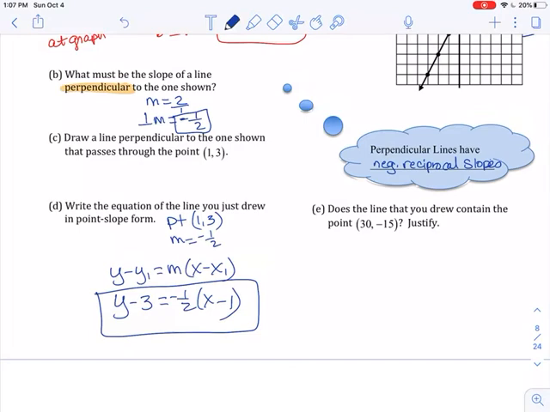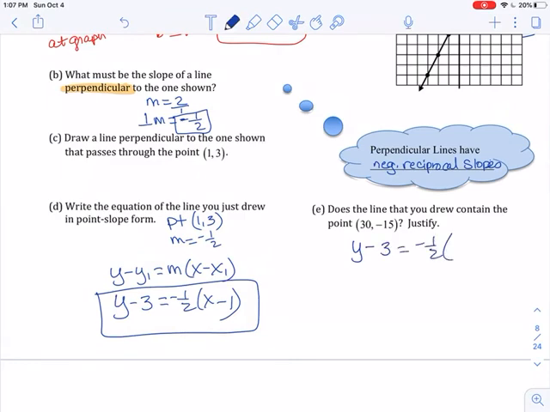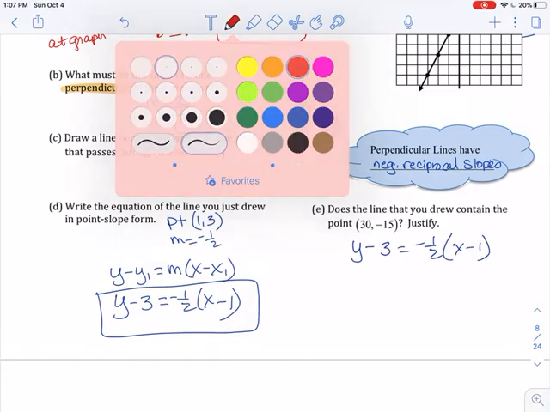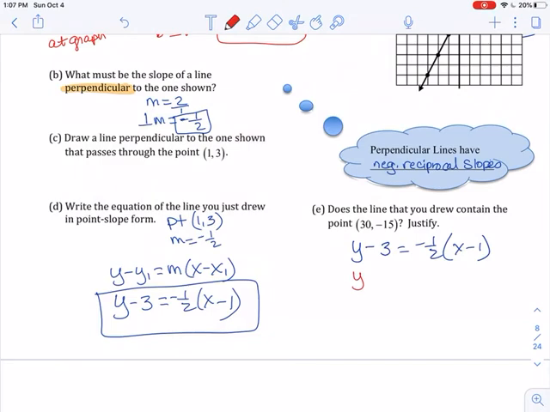Does the line that you drew contain the point (30, negative 15)? Justify. Well, I'm going to take this equation and plug in 30 for x and negative 15 for y and see if it actually works. So let me do that in a different color so you can see. I'm not supposed to do y, sorry.